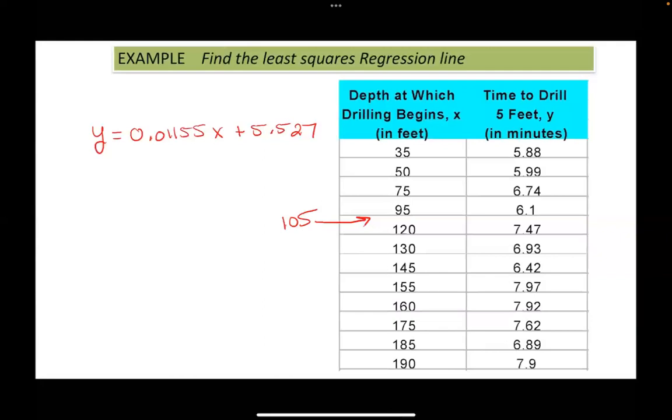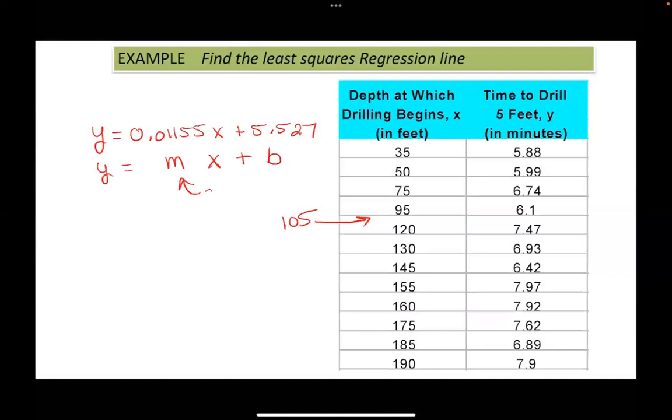Okay, let's do one. Yeah, go ahead. I don't know, my brain shut off, I think. I was trying to do the y equals and I wrote all my numbers down and everything, and then I lost what you said. I'm sorry. So I've got the 0.01155 x plus the 5.527, which is my a and my b. Right. So this is y equals, this is my slope, this is my x, this is my b.